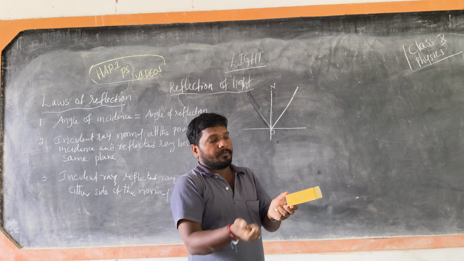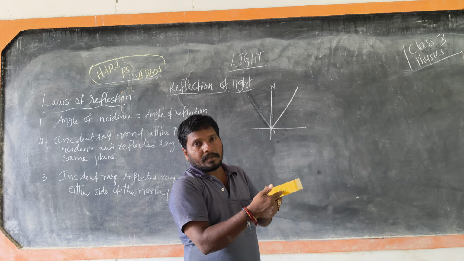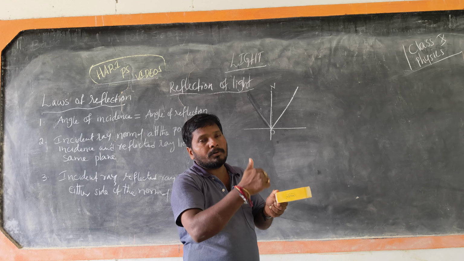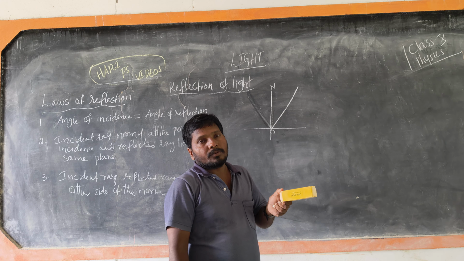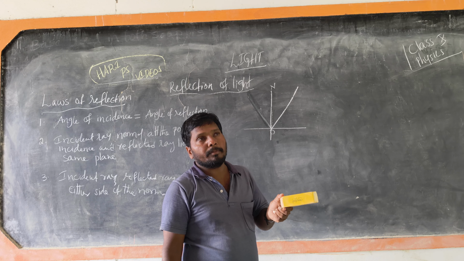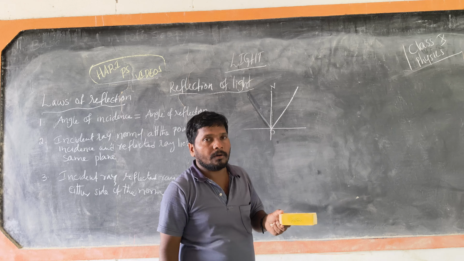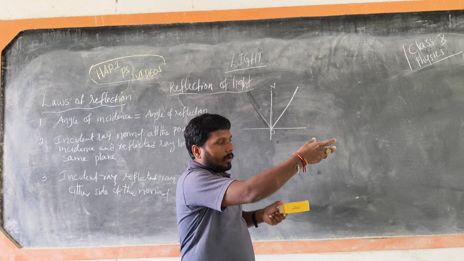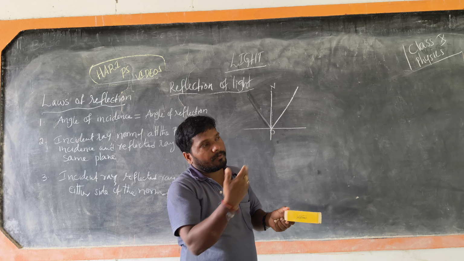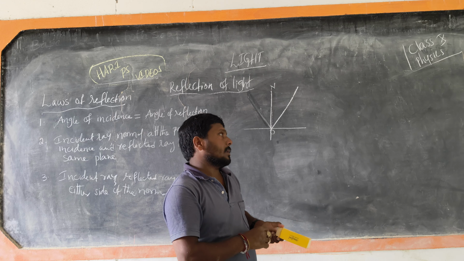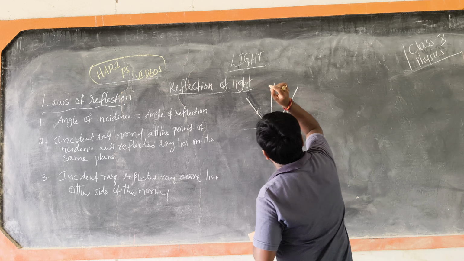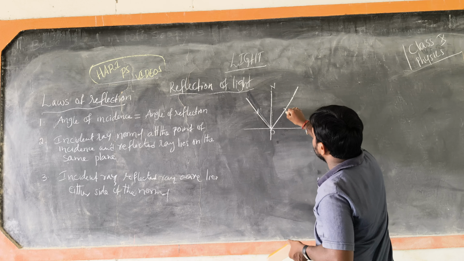For example, if it is a surface and the light is incident here, the bouncing back of light is called reflection. It reflects into the same medium. For example, when we throw a ball on the wall, it touches the surface of the wall, and where does it move? To the other side of the wall or the same side? It comes back to the side from which we threw the ball. Similarly, the light is incident on the surface, and it reflects.